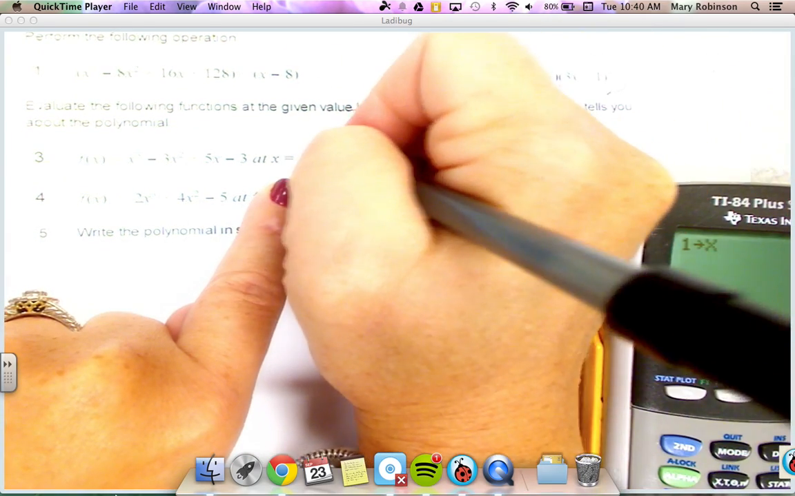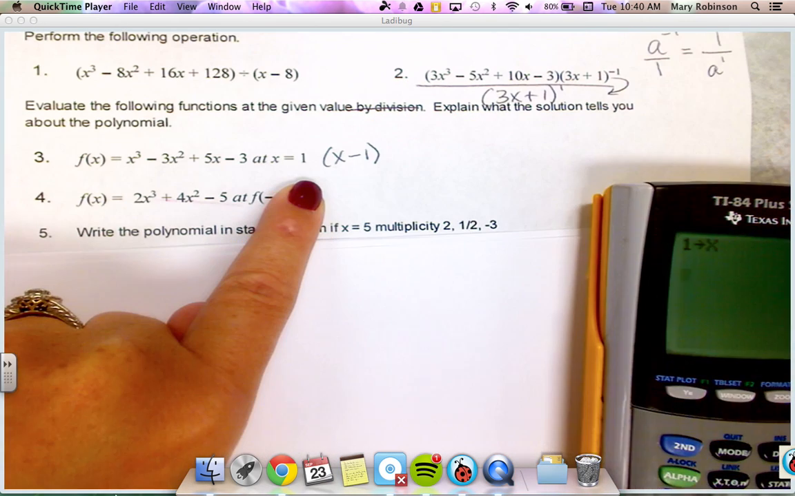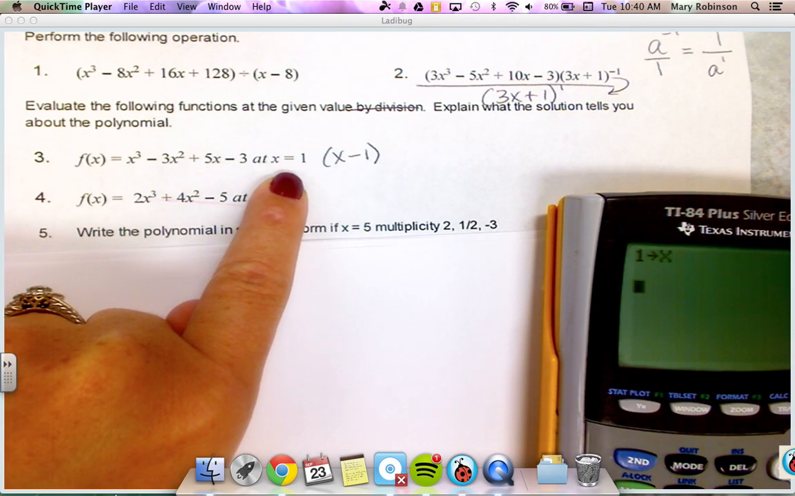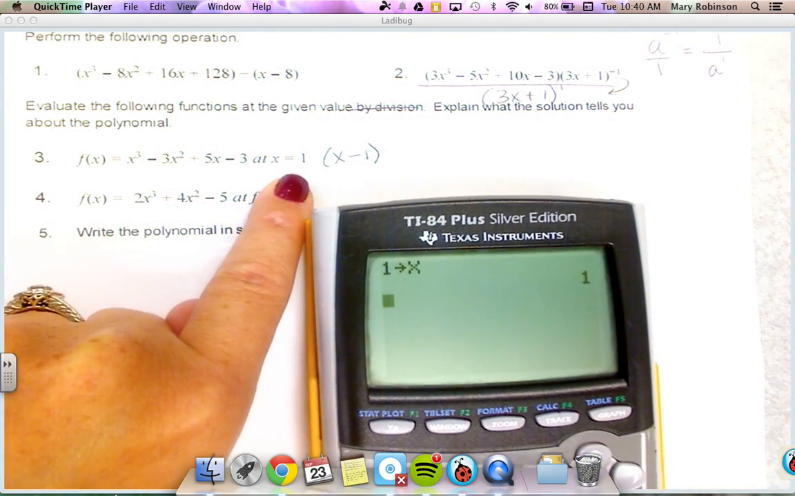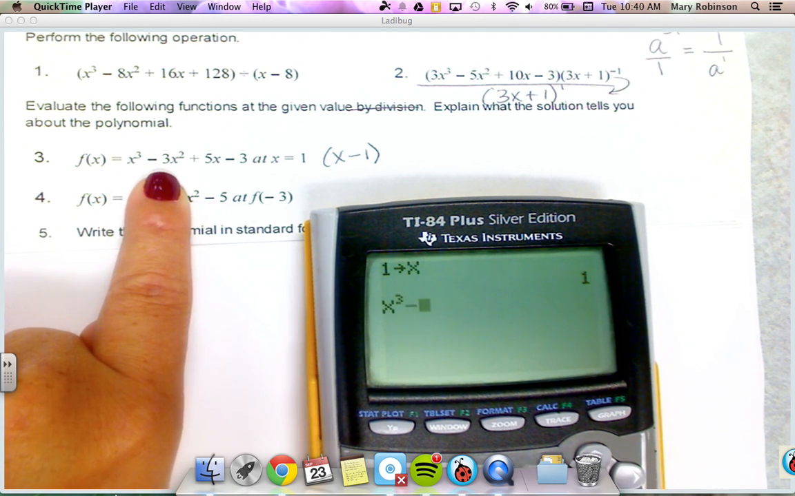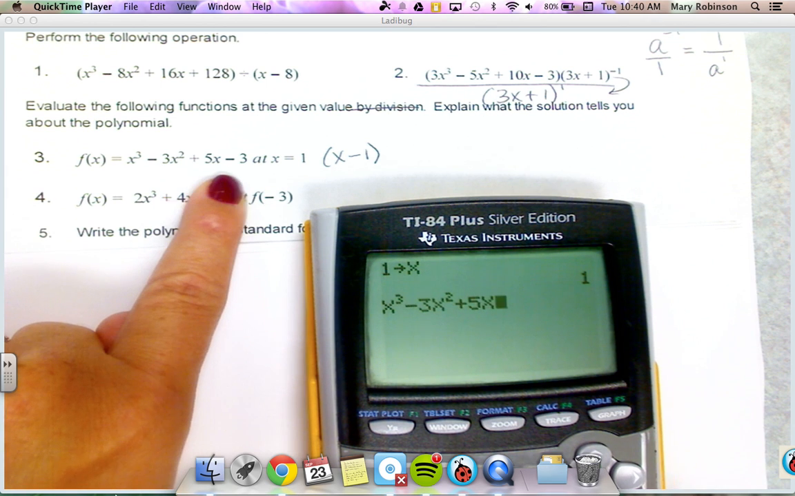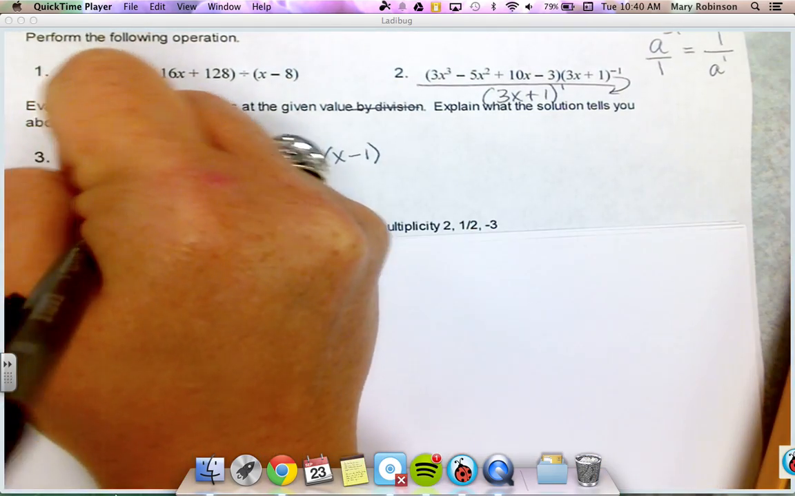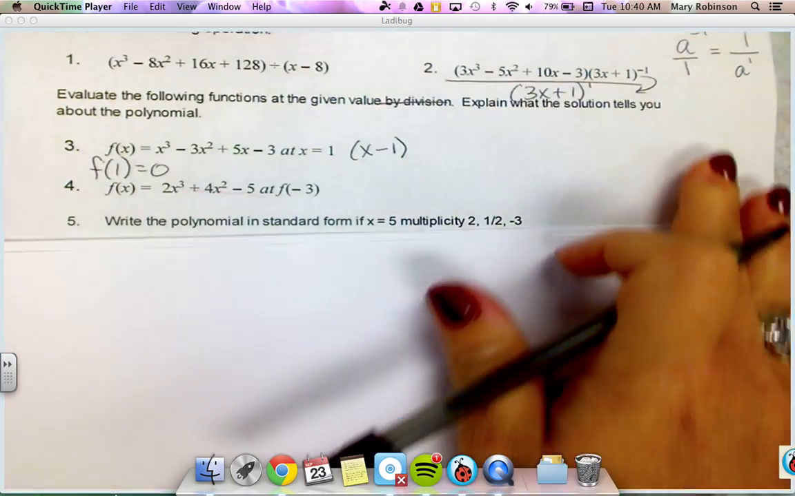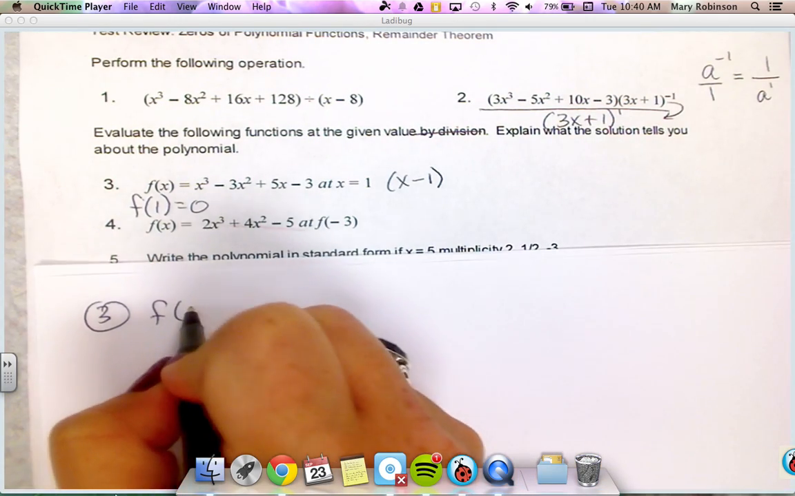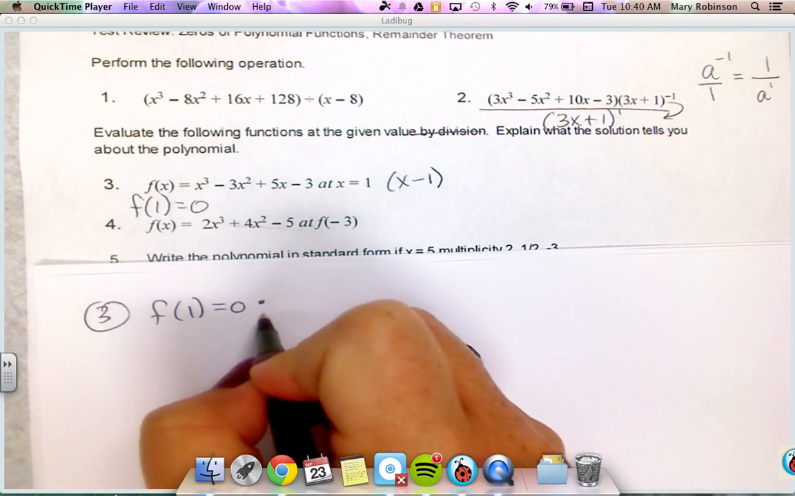If I had said to evaluate with a factor of x minus 1, then we would switch it to positive 1. But if our x value is 1, we store 1, and then we can simply type it in on our home screen. x to the third minus 3x squared plus 5x minus 3, and it equals 0. Well, that should tell us something interesting here. f of 1 is equal to 0. So for number 3, what I would want you to write as your answer, go ahead and put that you evaluated f of 1 equals 0.